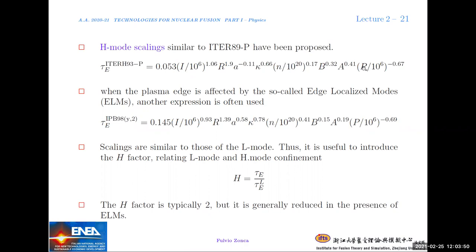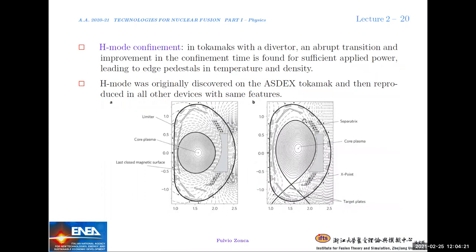And what was found is that there was a slightly worse scaling with the power. Now, there was another change that was noticed, called the ITER IPB98 scaling, and this is introduced when the plasma edge is affected by the so-called edge localized mode. Essentially, what people realized is that around the edge of the plasma, when you enter the H-mode regime, the reason why the confinement improves is because all of a sudden there is a region nearby the plasma boundary where the gradients of the various quantities in the plasma, like the temperature and the density, have a sharp increase, okay? It's like a pedestal, the way it is called in practice.